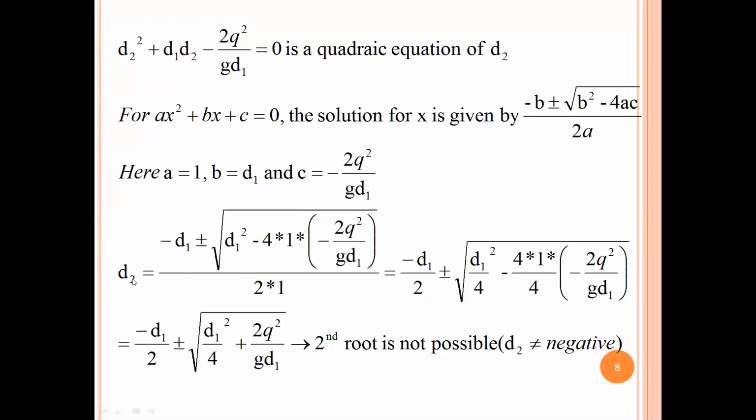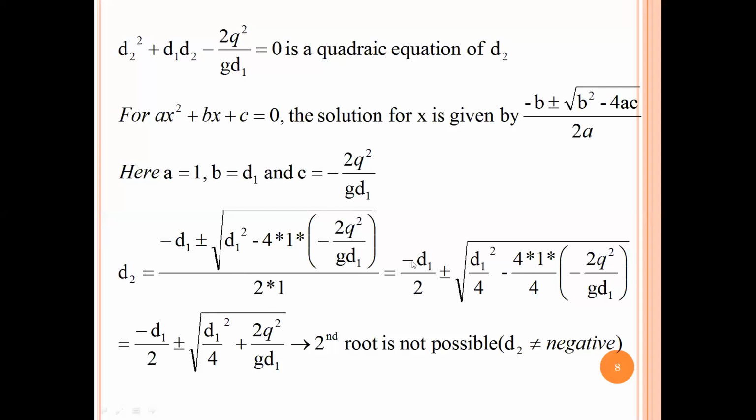So your d2 is equal to minus d1, that is b, plus minus root of d1 square, that is b square, minus 4 into 1, that is a, into your c value. Your c value is minus 2q square divided by g d1, all divided by 2 into a, which is 1 here. Most of the people forget this divided by 2 part, okay? So I'm taking this to your numerator itself.